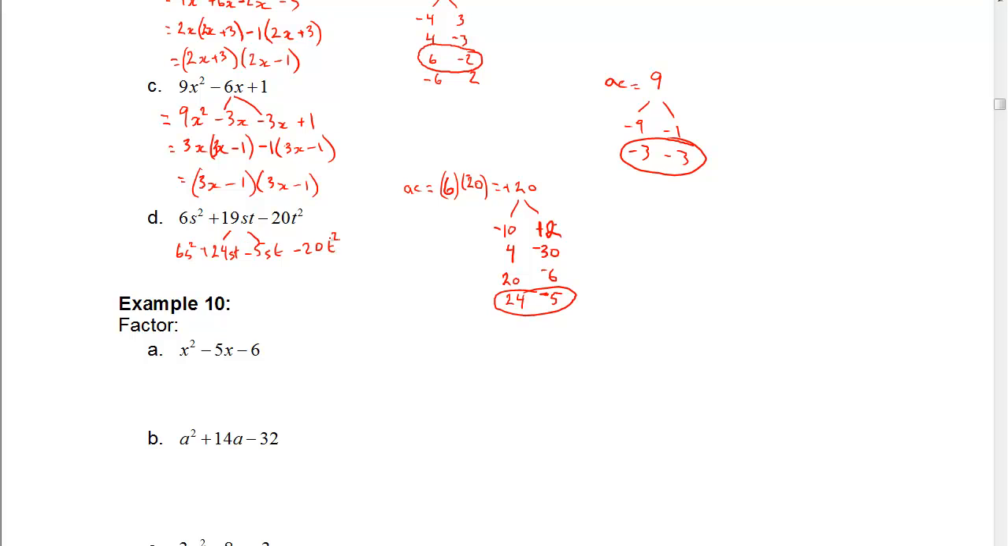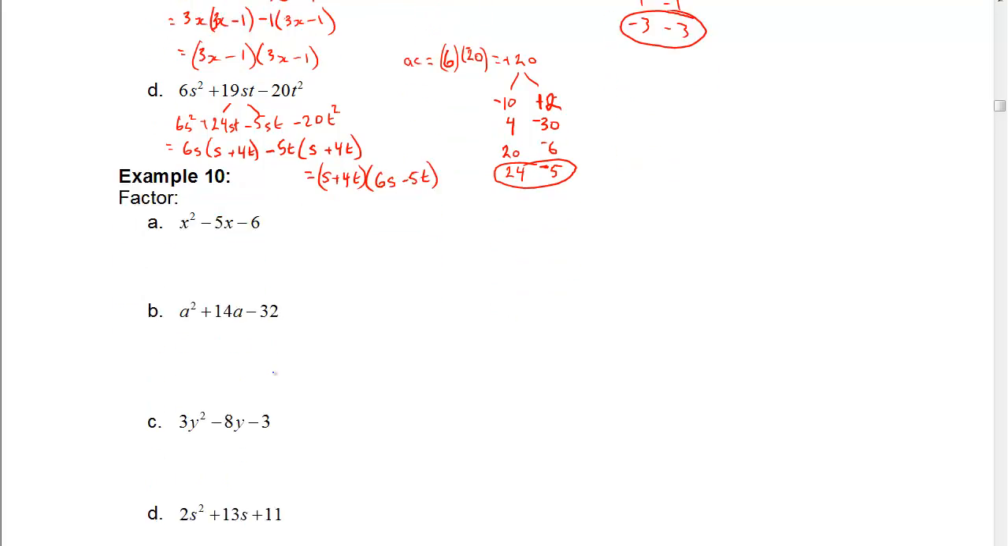And then we're going to do common factors. So that's going to be 6s outside of s plus 4t. This is going to be minus 5t outside of s plus 4t. And the bracket is s plus 4t. And the leftover part is 6s minus 5t. So there's that answer. We'll keep going and do example 10.